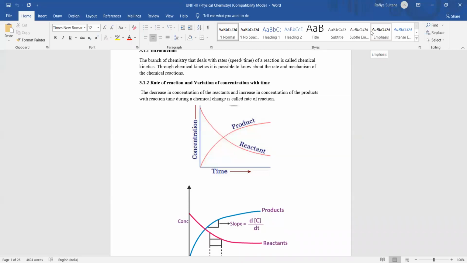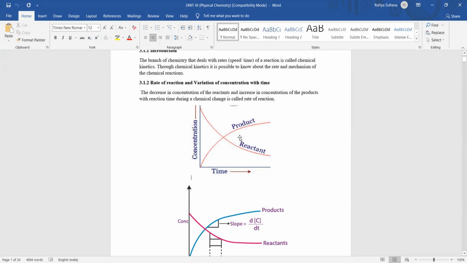In a reaction, the reactants will slowly get converted to what? Products. So reactants concentration decreases. See this graph. Can you see my cursor? Yes, ma'am. See, the reactant concentration decreases in a reaction as the reaction proceeds.